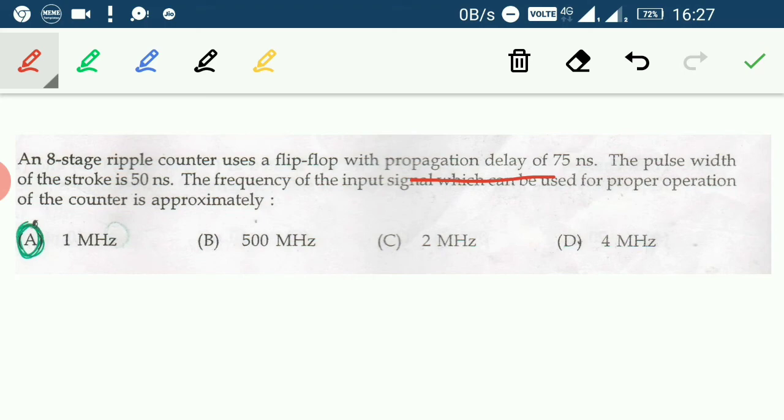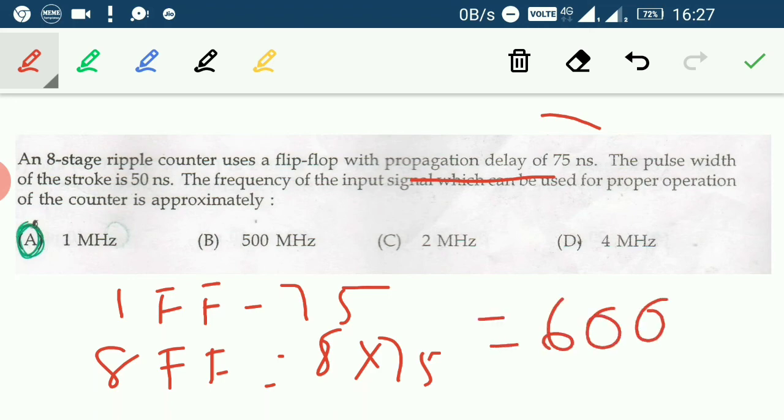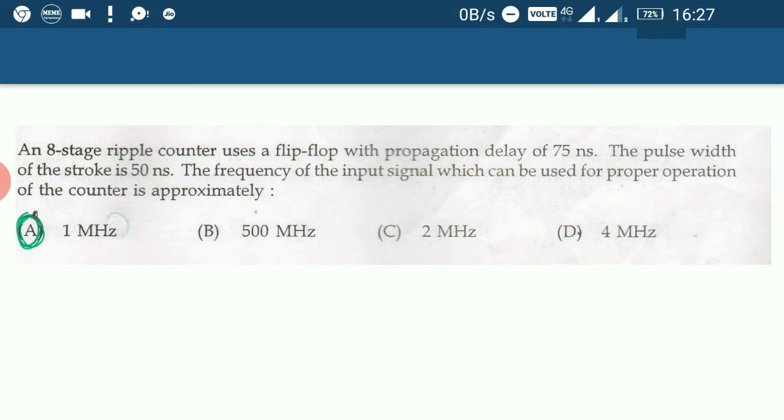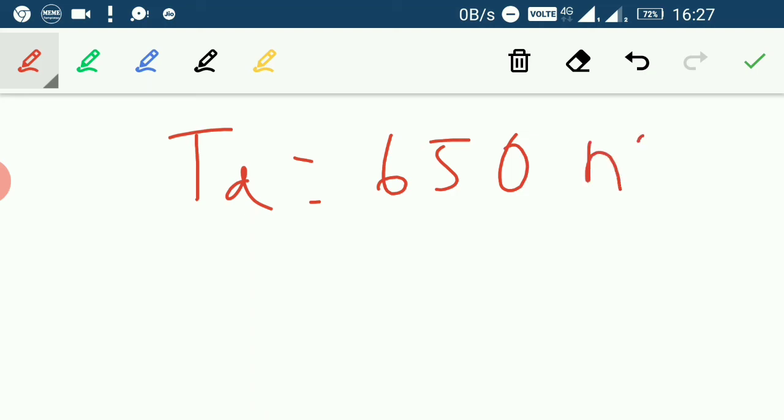Flip-flop, that means each flip-flop is having 75 nanoseconds. So one flip-flop 75 nanoseconds, 8 flip-flops, 8 into 75, that is equal to 600 nanoseconds. So totally 8 flip-flops will provide 600 nanoseconds. Strobe is also providing 50 nanoseconds delay. So total delay is 600 plus 50, 650 nanoseconds. So total time delay is 650 nanoseconds.